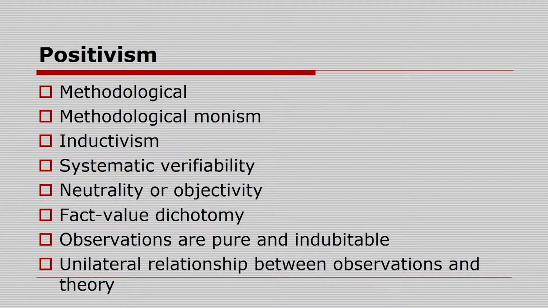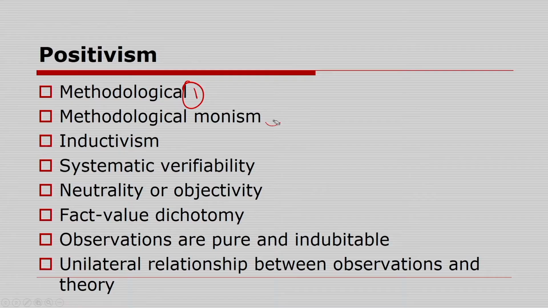First is methodological. What is this? The proponents of positivism suggest that science is distinct from all areas of human activity or creativity because science possesses a method unique to it. That other areas, or non-sciences, do not have a unique method that science has. That is called methodological. The second one is methodological monism.